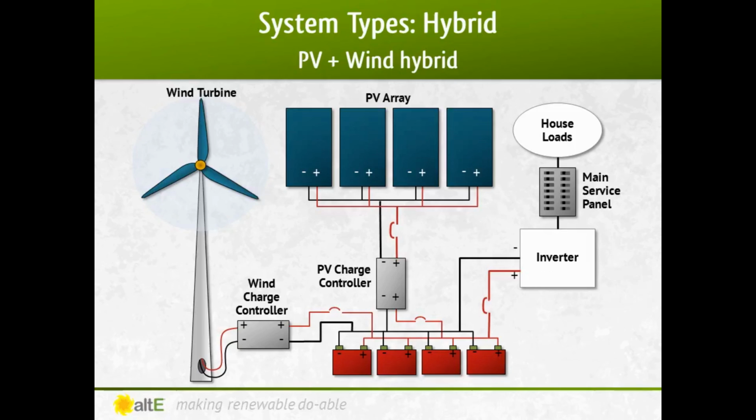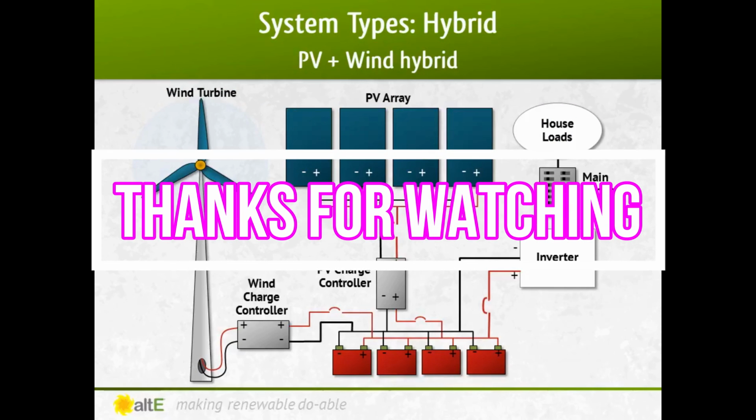Unlike solar, a turbine can spin itself out of control to the point of self-destruction if it doesn't have a place to put the power it is generating. So be sure to use a controller designed for that turbine.